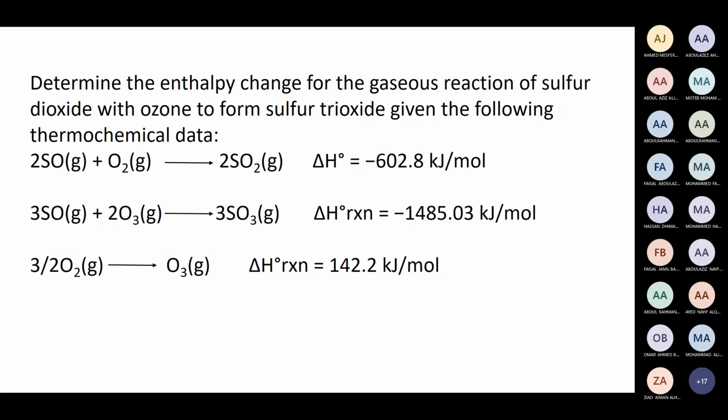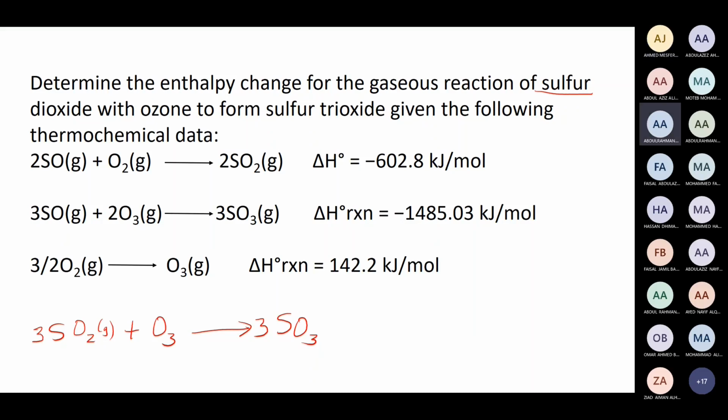What are you going to do here? You're going to react sulfur dioxide, which is SO2 gas, with ozone, O3, to form sulfur trioxide, SO3. Okay, so is this balanced? No. I can multiply this by 3 and this one by 3, and that's it. I'm done. Am I correct?